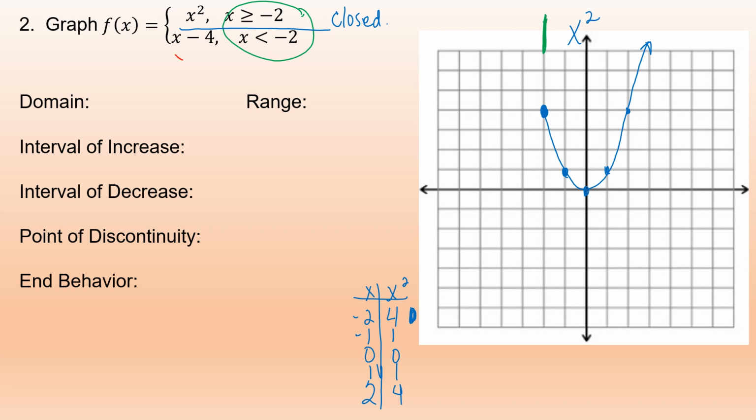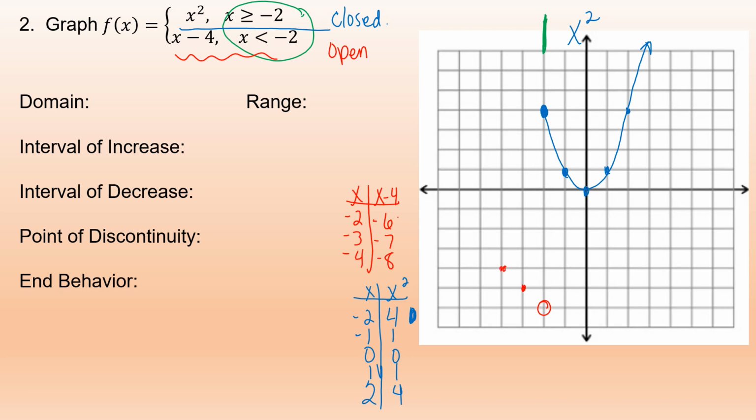The second section of our graph is a linear function where our x values need to start at -2 but go smaller, so -2, -3, -4. The corresponding y values will then be -6, -7, and -8. I do have an open circle for that very first point at (-2, -6). Then I have regular points at (-3, -7), (-4, -8).